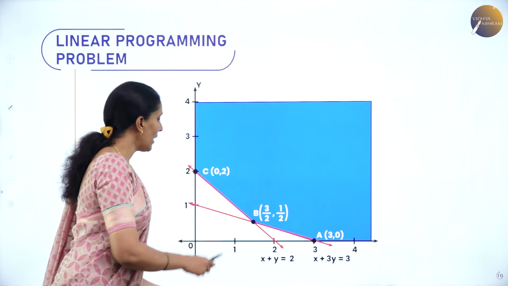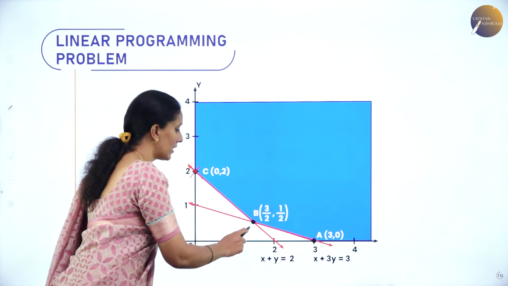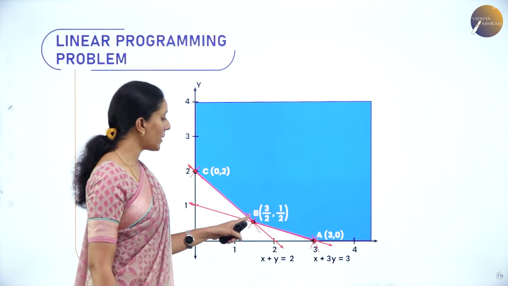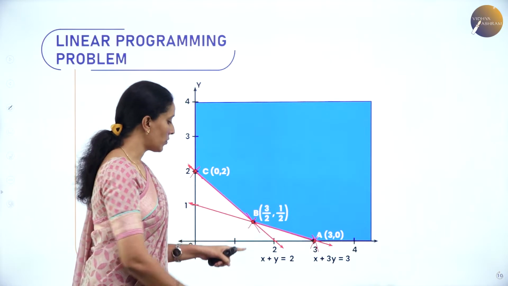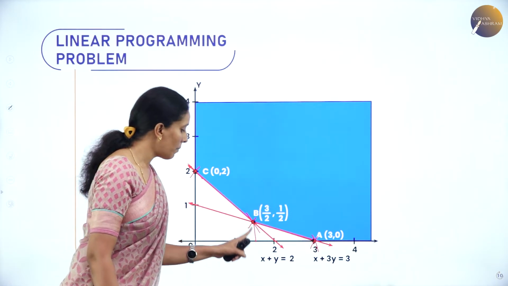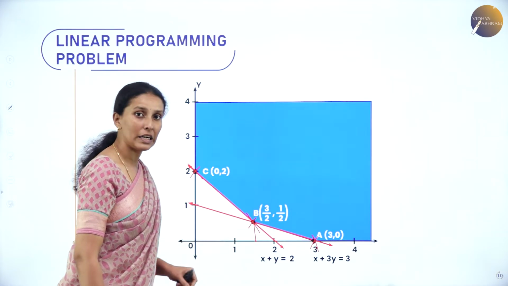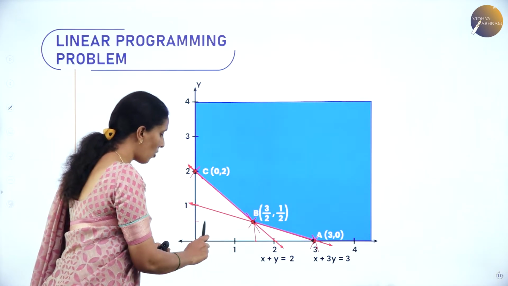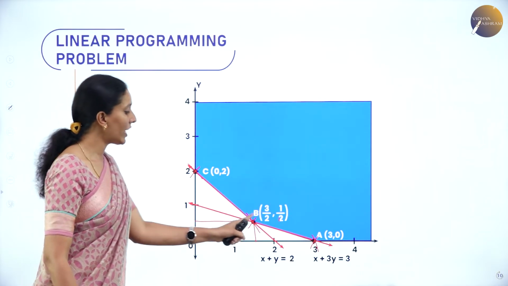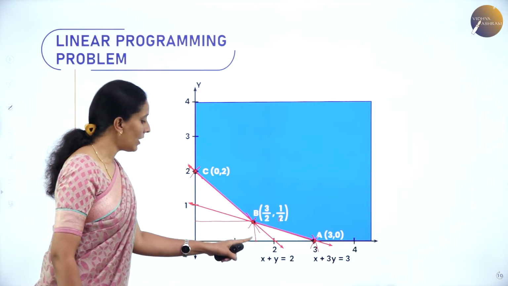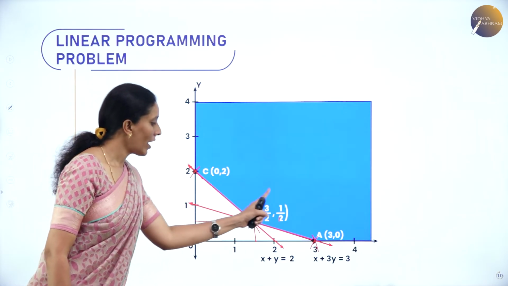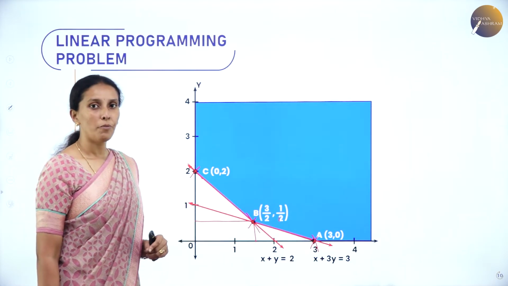And you can clearly see you have 3 corner points here. One is A (3, 0), B (3/2, 1/2). So this is what you will get here. You can clearly see this is 1.5; in fraction we represent it as 3 by 2, and 0.5 is nothing but 1 by 2. So I have taken fractions here. By looking at the distance from the x-axis and y-axis, you can recognize the coordinates of point B.